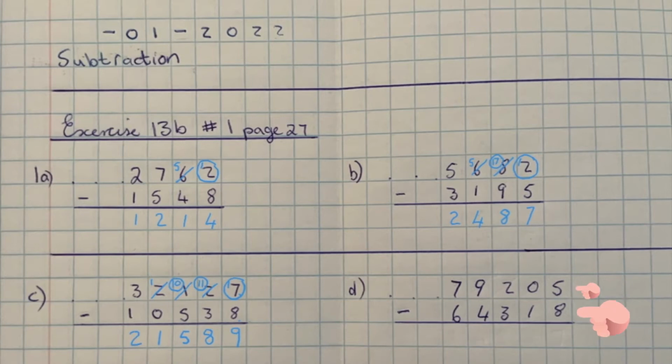5 can't take away 8, so we go next door. It's a 0, so the 0 goes to the 2. And it borrows. So 2 becomes a 1, and this becomes a 10. But we haven't subtracted yet. So we borrow from the 10, and it becomes a 9. And this here becomes 15. 15 minus 8 is going to give us 7. 9 minus 1 is 8.